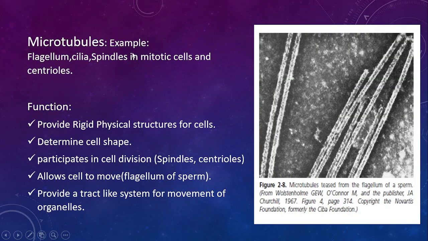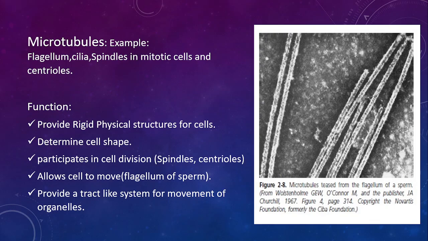Now comes the functions of microtubules. Various types of microtubules are present in our body in the forms of flagella, cilia, spindles in mitotic cells, centrioles, etc. What are the functions? The first function is that they help to provide a rigid physical structure for the cell.